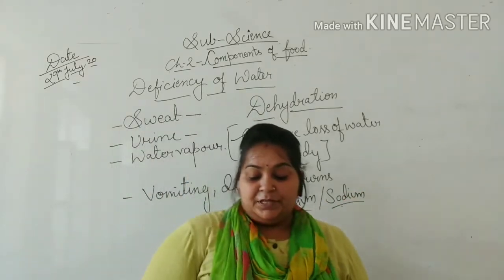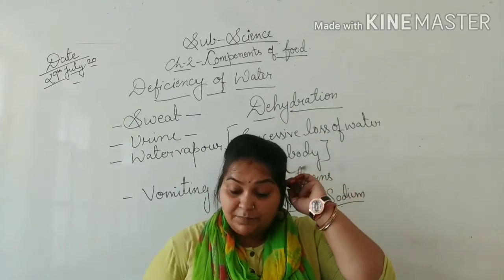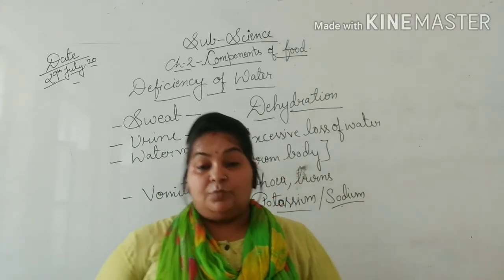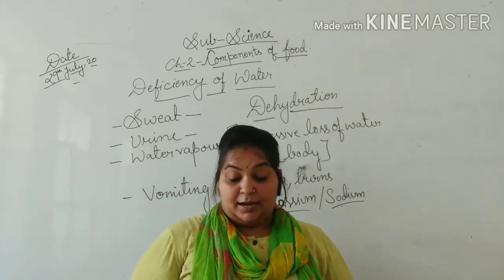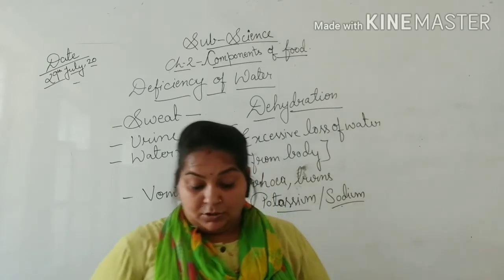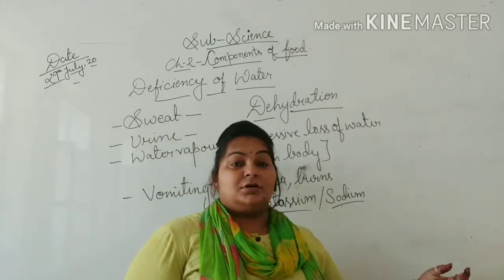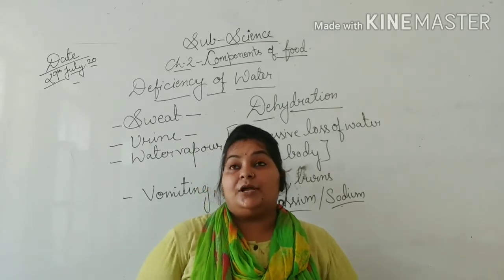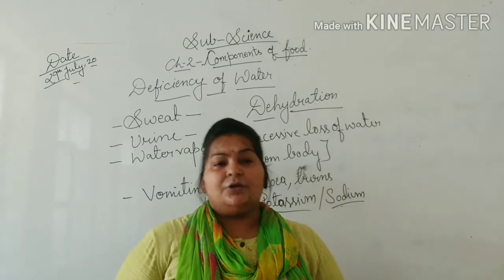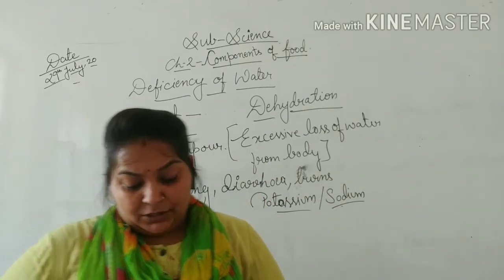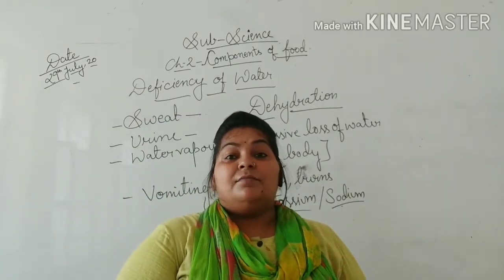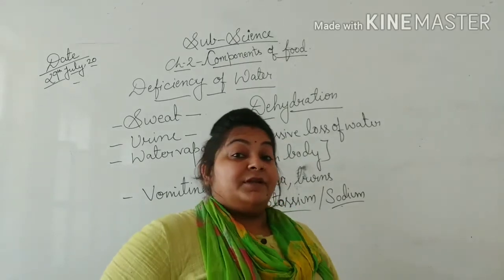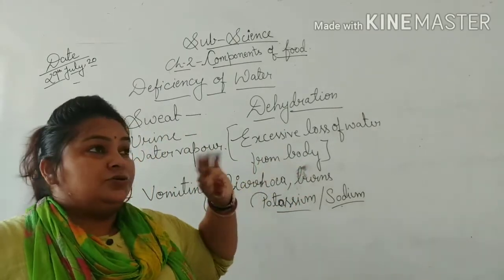Now what happens? This loss of water and minerals from the body may lead to cramps. The body cells shrink and cannot function properly. As this loss occurs, cramps occur in our body, and due to that our body cannot function properly. Acute dehydration may also lead to the death of the patient.